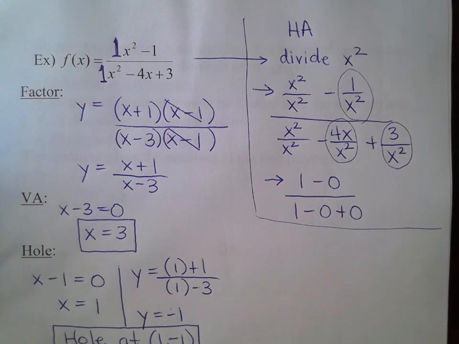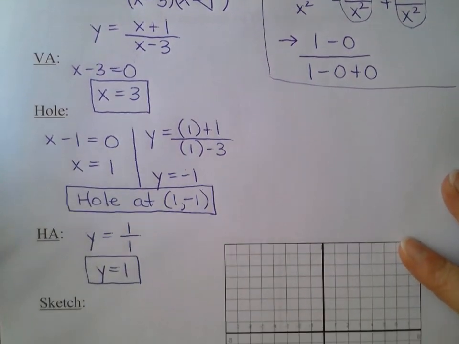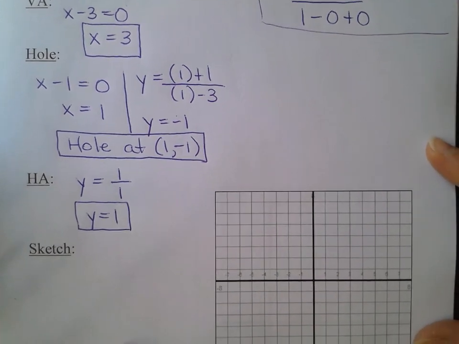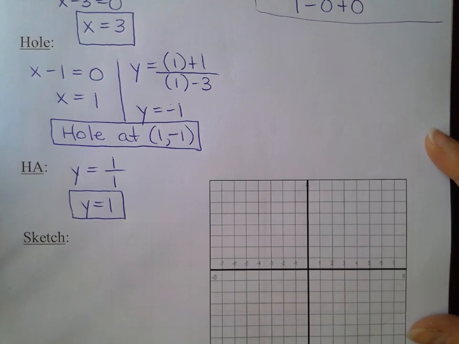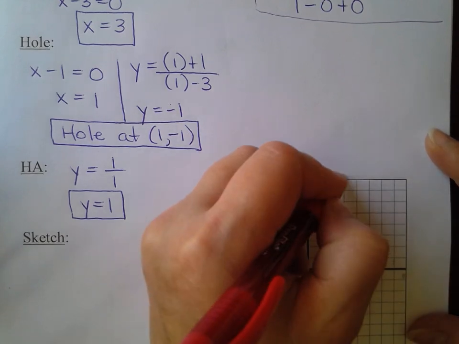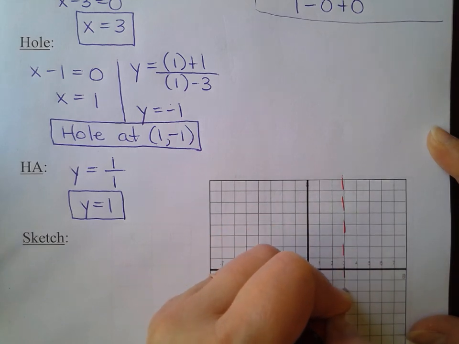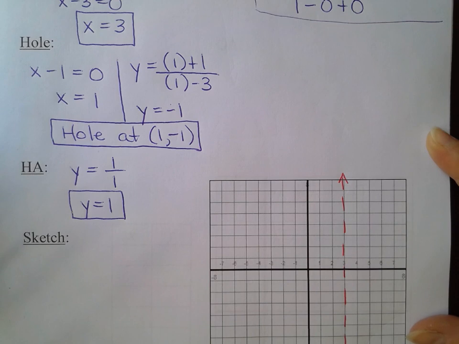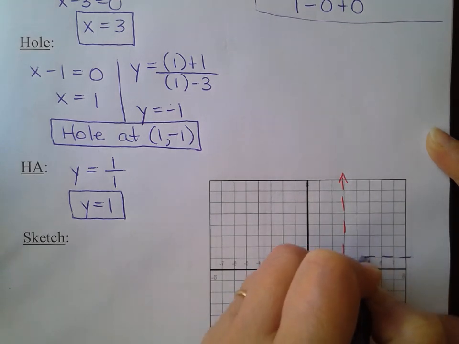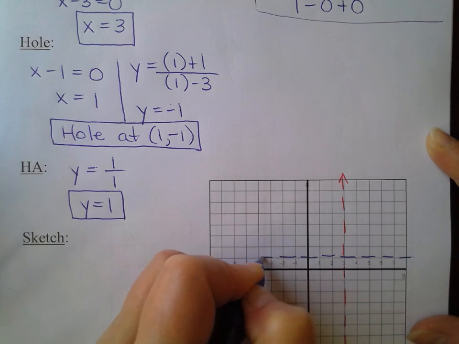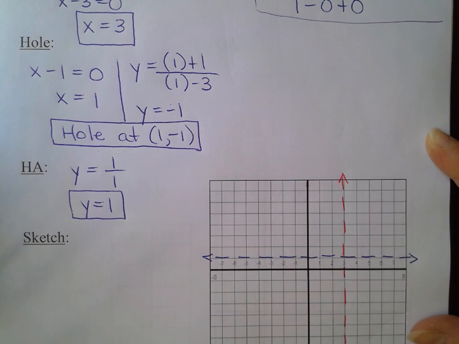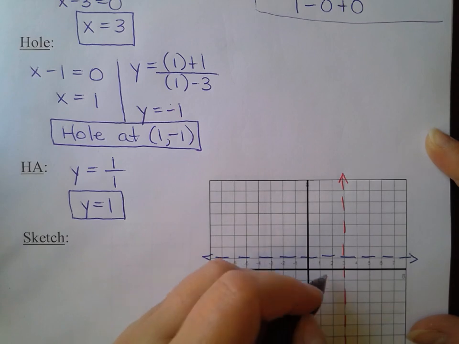All right, so we've now found the vertical asymptote, the horizontal asymptote, and the hole. So to make our graph, we want to put that information on the graph. So we'll start with the vertical asymptote at x equals 3. Then we have the horizontal asymptote at y equals 1. If you want to go ahead and plot the hole, our hole is at the point 1, -1, which is right here.